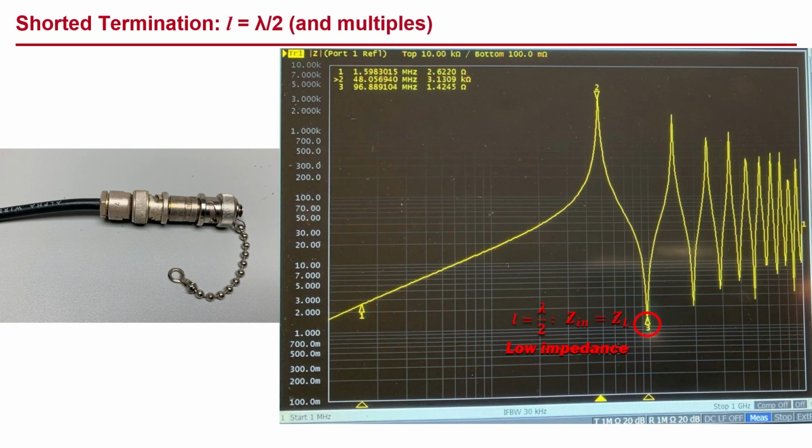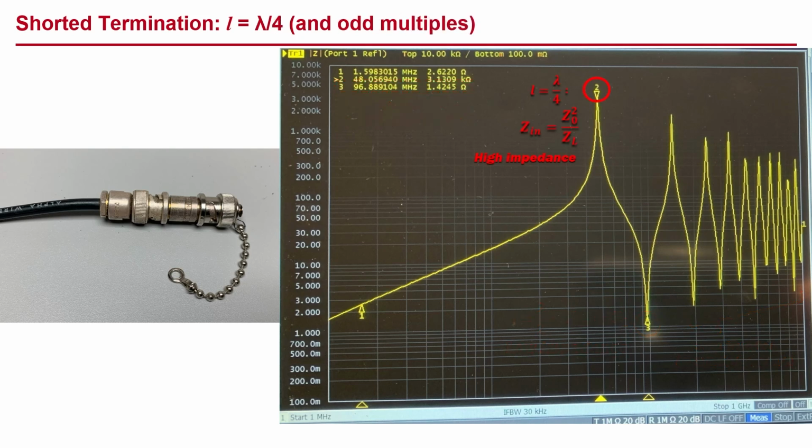We get our first null for a half wavelength resonance, where the short circuit looks like a low impedance of a little over an ohm, at just under 97 megahertz, which is within 4% of our predicted frequency of 100 megahertz, also good agreement. This is also true at multiples of that frequency.